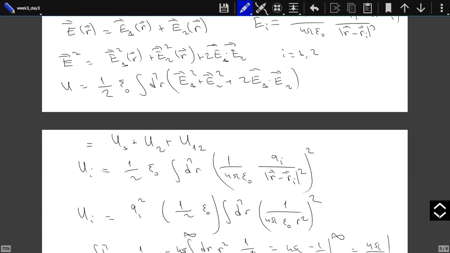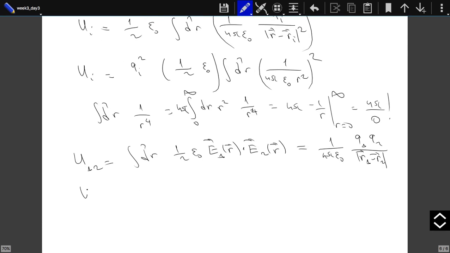Now let's look at the other ones, U1, Ui. We had defined it as the integral d cubed r, 1 over 2 epsilon 0, Ei squared. You see, we called Ei the electric field created by a point charge in the absence of the other charge. So if you have a single point charge, Ei is the electric field created by that charge, and this is the energy density in that electric field. If you integrate it over the whole volume, this is the energy of a point charge.